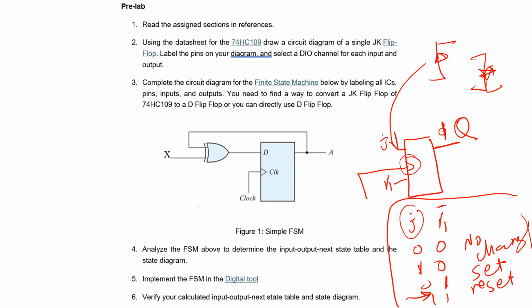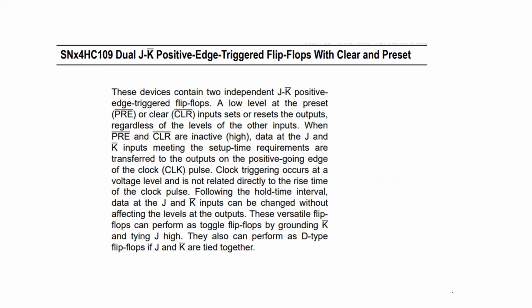This is the input. It's not K. It has to be K prime. That means for no change, instead of 0, it has to be 1. For set, instead of 0, this one has to be 1. This one has to be 0, this one has to be 0. You got what I'm saying? You will see right now. It's still a JK flip-flop, but the input you are going to use is actually the inversion of K. So it's just a very minor change.